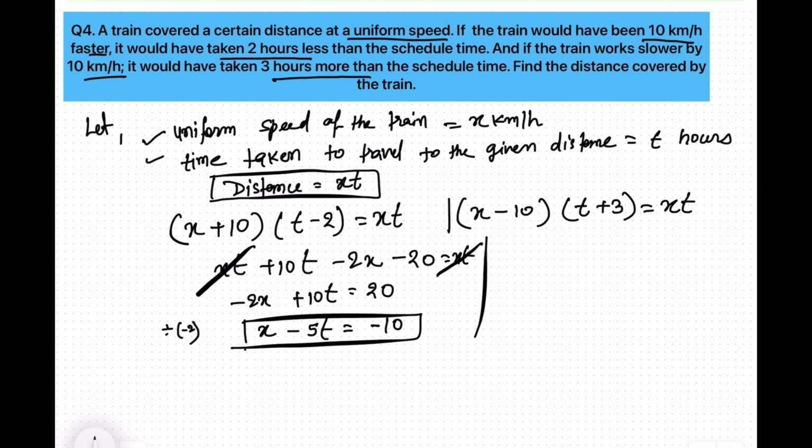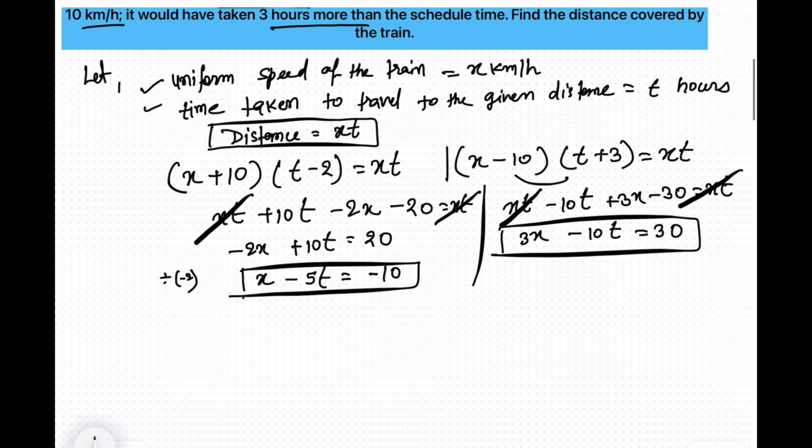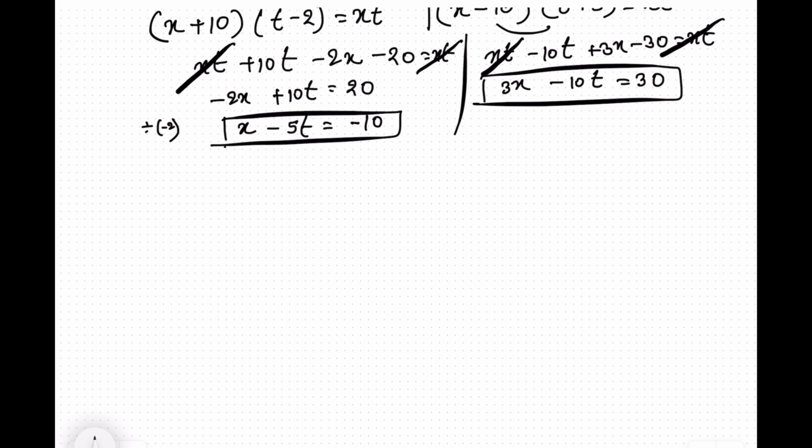Second part. Again, let's multiply this. So we can write xt minus 10t, this will be 3x minus 30 equals xt. We can cancel the xt on both sides. So 3x minus 10t equals 30. This is our second equation, right? Let's solve both equations. x minus 5t equals minus 10, correct? And over here is 3x minus 10t equals 30.